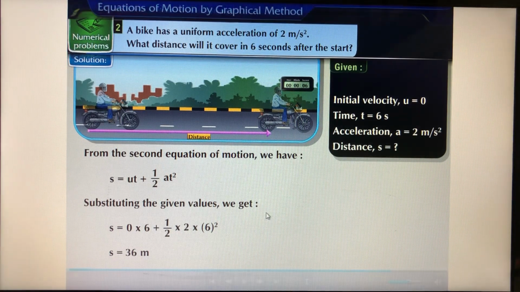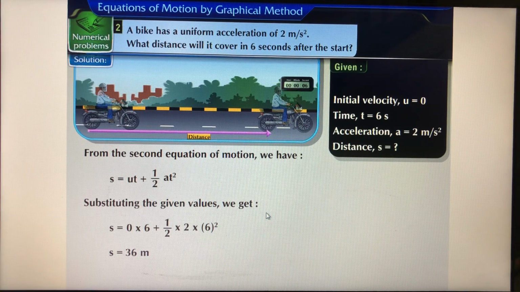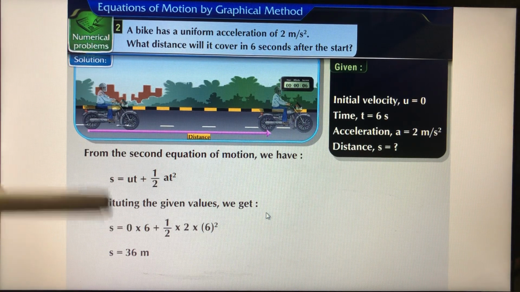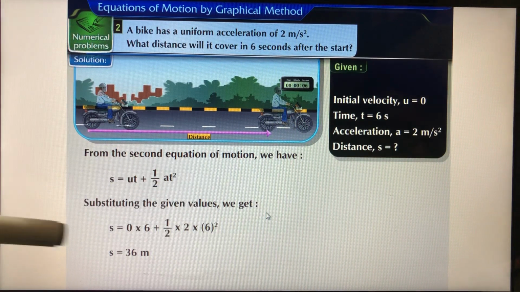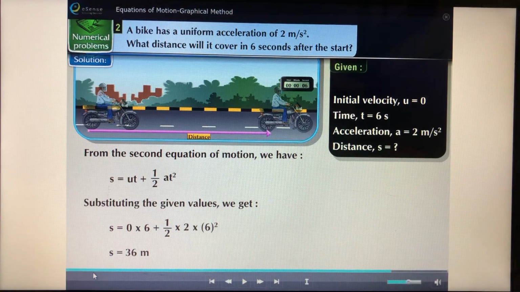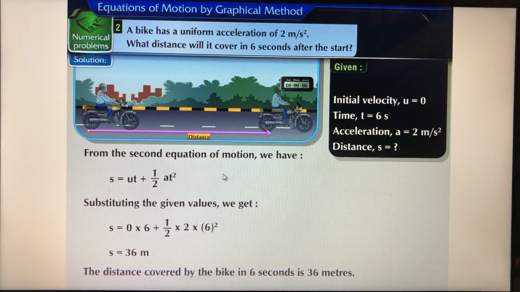See here, try to understand. 0 into 6 that is 0. 2 cancel. 6 square 36 meter. Meter is compulsory because the unit is measured. This is nothing but meter, as distance is measured in meters. So the distance covered by the bike in 6 seconds is 36 meters.